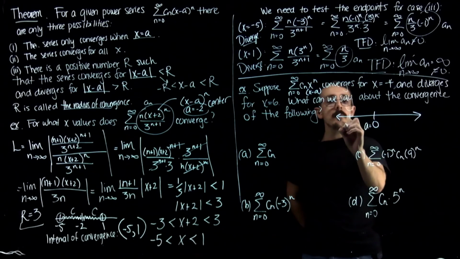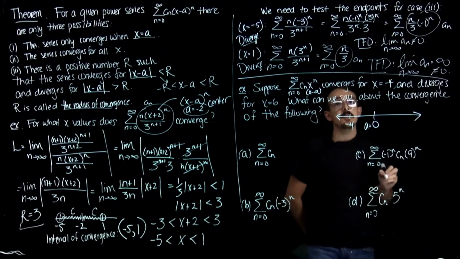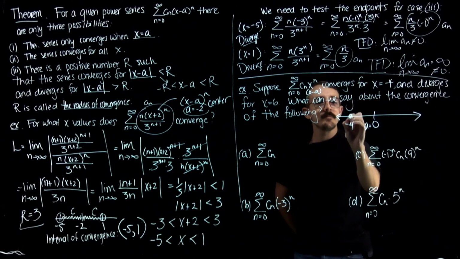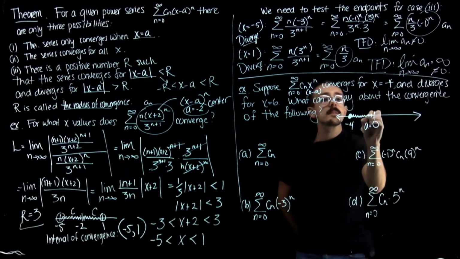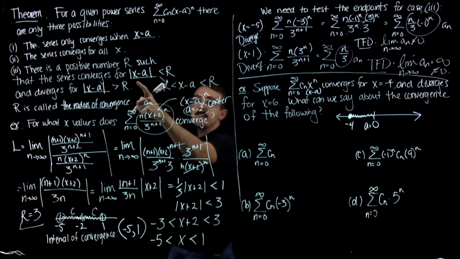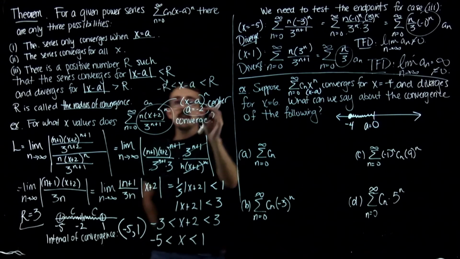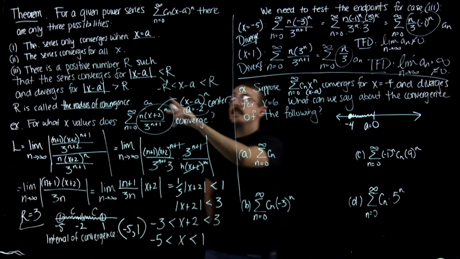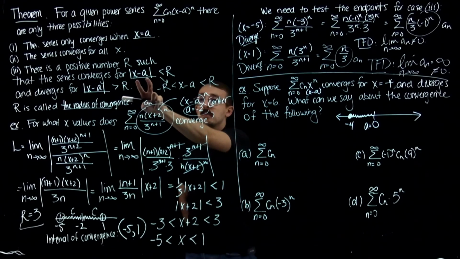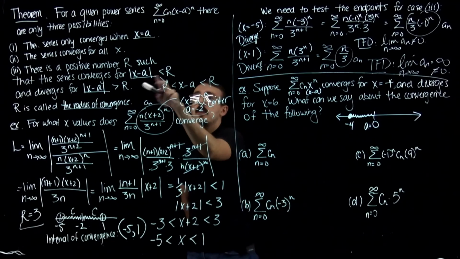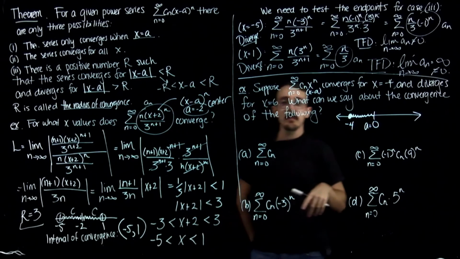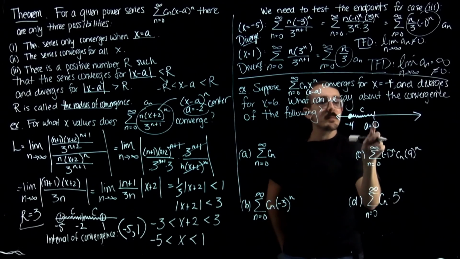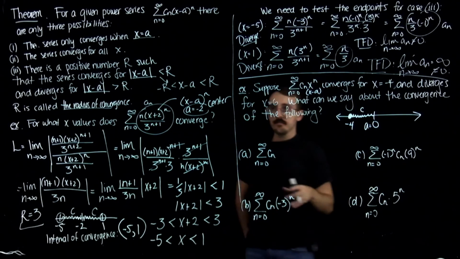At -4, I have some information. I know we're convergent at -4. So the way this works is case 3 of the theorem tells you you're convergent for everything all the way up to that -4. Within that distance of 4 spaces, you're always convergent for all those less than some capital R. So everything from 0 to -4, we know it's convergent.